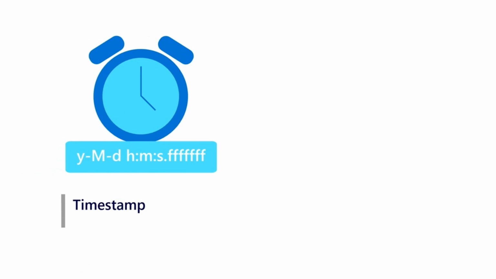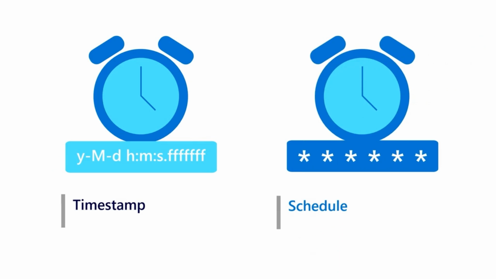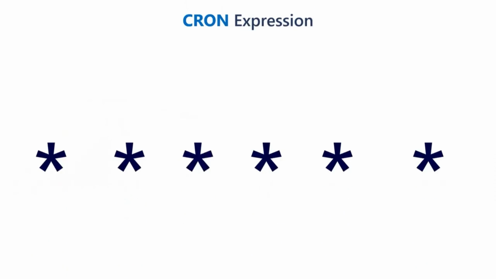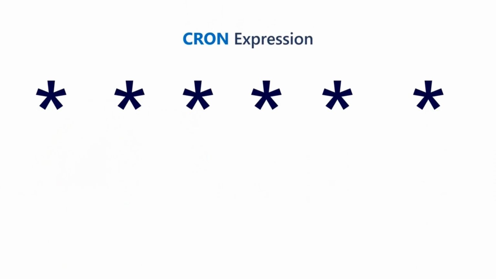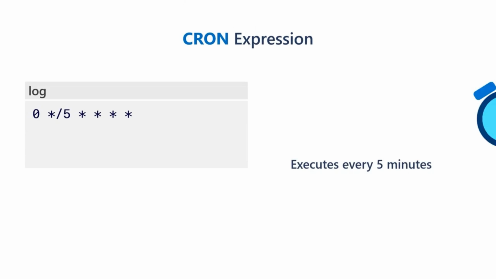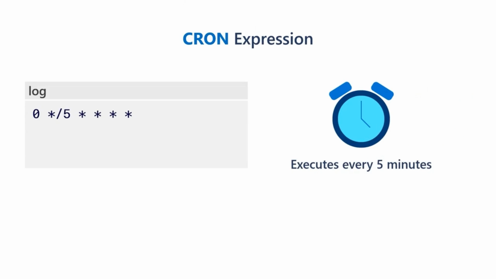To create a timer trigger, you need to supply two pieces of information. A timestamp parameter name, which is simply an identifier to access the triggering code. A schedule, which is a cron expression that sets the interval for the timer. Let's look at cron expressions now. A cron expression is a string that consists of 6 fields that represent a set of times. The order of the 6 fields in Azure is second, minute, hour, day, month, and day of the week. For example, you could create a cron expression to create a trigger that executes every 5 minutes.